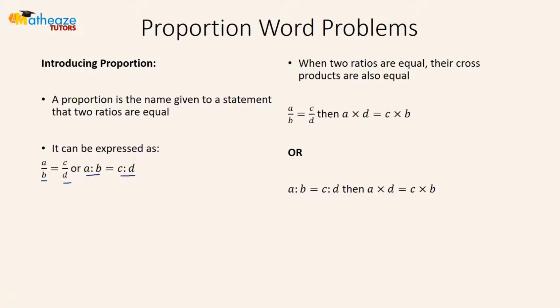Now, an important thing to know here is that when two ratios are equal, their cross products are also equal. The cross product is when you multiply the numerator of one fraction by the denominator of the second fraction. And so here, when you have A over B equal to C over D, then that means that A times D is going to be equal to C times B, or here, A times D equal to B times C. So it's pretty much what we're trying to show here, that when two ratios are equal, then their cross products should also be equal.